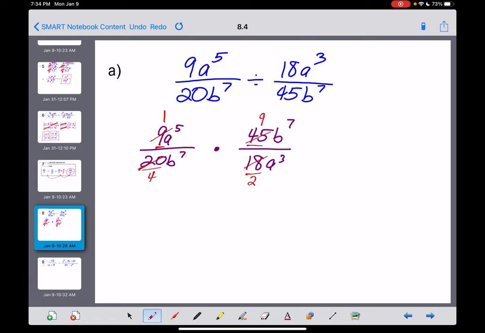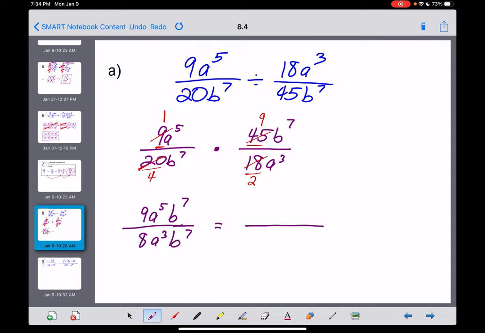So what does that do for our answer here, guys? In the numerator, 1 times 9 is 9. And in the denominator, 4 times 2 is going to be 8. In the numerator, let's do variables here. I've got a to the 5th and then b to the 7th. Nothing really combines there. And in the bottom, I've got an a to the 3rd, just trying to do that in alphabetical order, and a b to the 7th as well.